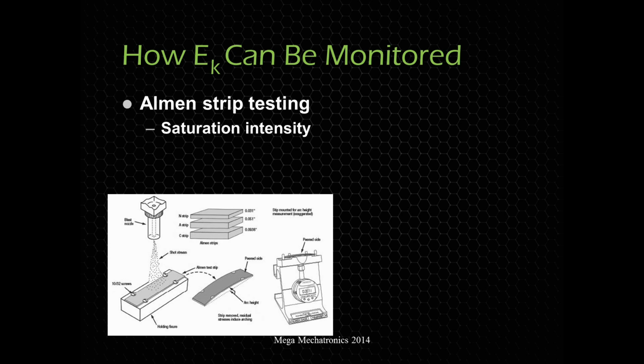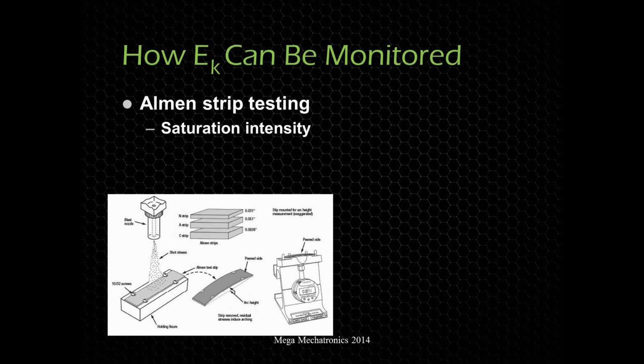strip is actually attached to a very hardened block, the holding fixture. So what this allows is for the shot only to hit the one side of the surface, and because it imparts a certain amount of residual stress, when you pull it out of that fixture, that strip is actually going to arc up, and you see there's an arc height there. So the more you shoot, the more residual stress, the more that's going to arc in a certain range, depending on the strip that you're using.